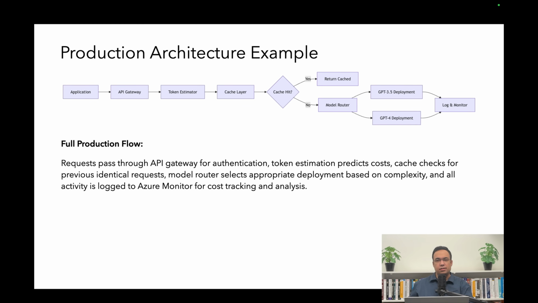After the model generates a response, everything is logged and monitored. The logs capture token usage, latency, costs, and any errors. This architecture includes all the best practices we have covered. Authentication through API gateway, cost prediction through token estimation, cost optimization through caching and model routing, comprehensive observability through logging and monitoring. Building this architecture takes time, but it's what separates production-ready systems from prototypes. Each component serves a very specific purpose in managing cost, ensuring reliability, and providing visibility.